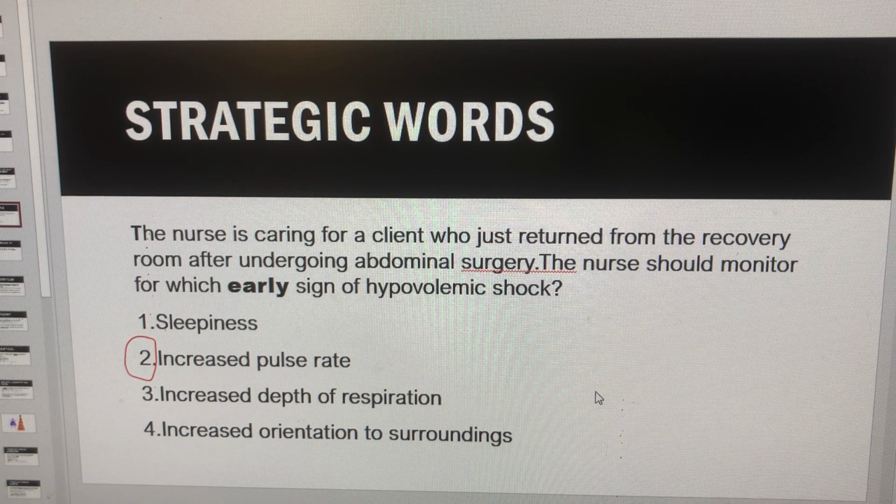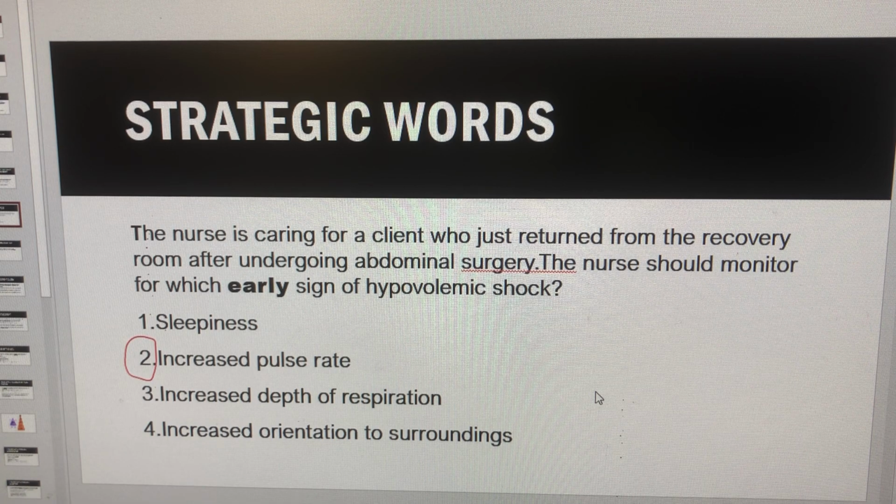Think about the pathophysiology that occurs in hypovolemic shock to direct you to the correct option. Restlessness is one of the earliest signs, followed by cardiovascular changes, increased heart rate, and a decrease in blood pressure. Sleepiness is expected in a client who has just returned from surgery. Although increased depth of respirations occurs in hypovolemic shock, it is not an early sign. Rather, it occurs as the shock progresses.